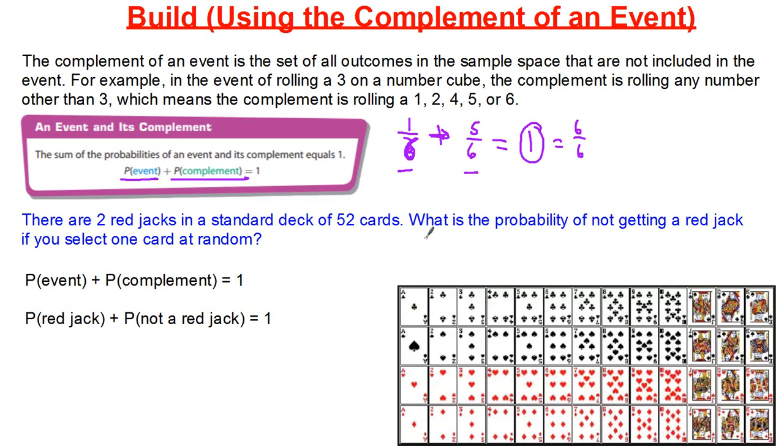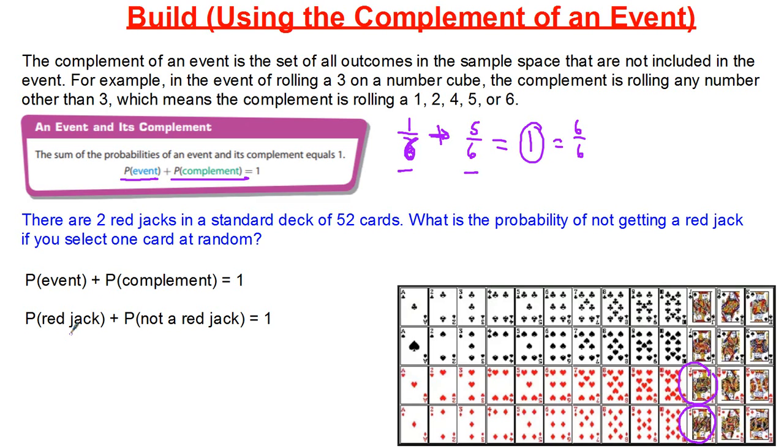Now, let's take a look at this example with a standard deck of cards. There are 2 red jacks in a standard deck of 52 cards: the jack of hearts right here and the jack of diamonds right here. What is the probability of not getting a red jack if you select one card at random? If you see that "not" there, it's basically asking you to find the complement. So we have a formula: P(event) plus P(complement) is equal to 1. So P(red jack) plus P(not red jack) is equal to 1.